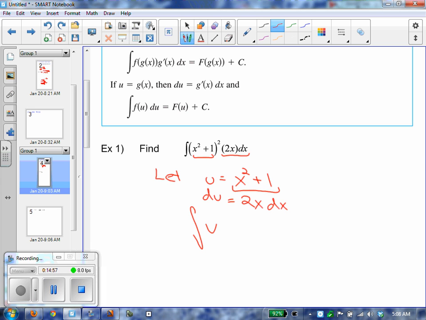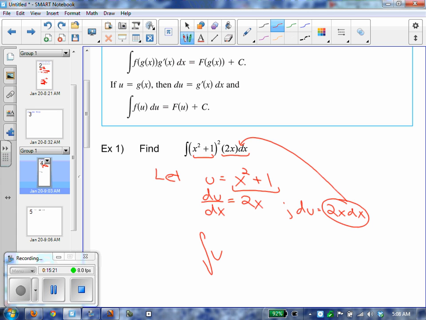dx, because it's with respect to x. That's not really why that dx is over there. If I take the derivative of u with respect to x, I would get 2x, right? If I cross multiply, I'll get du equals 2x dx. Well, this is right here. So what can I substitute in for all of this?